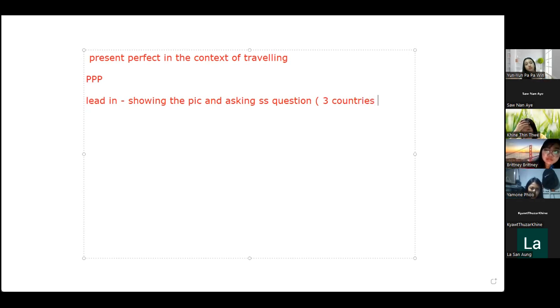Then what will be another stage to check? Lead-in. After lead-in, will there be a presentation stage? Lead-in is only do you know this country? Yes, do you know these countries? And then they're gonna talk about it. And then have you ever been to these countries? Have you ever been should be, I think, the presentation stage. What do you think? That's also possible. Yeah.